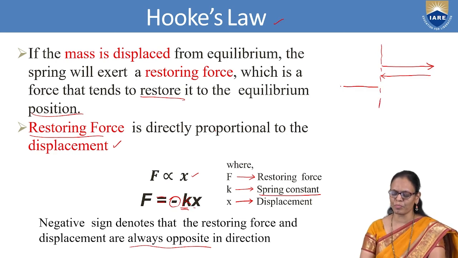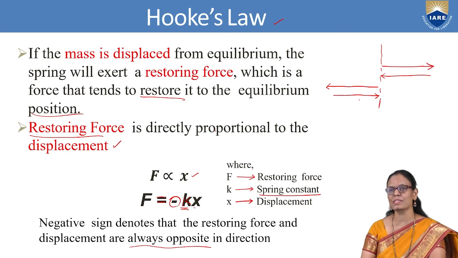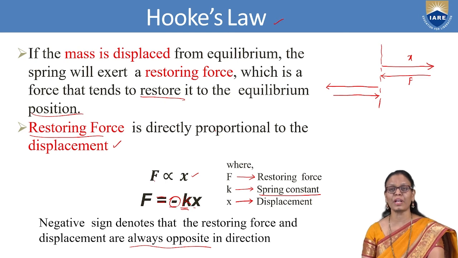If I try to push the object in this direction, the restoring force will try to bring it back to the mean position. So in both cases, you see the displacement is in this direction. That means the force will be in the opposite direction. The restoring force is always opposite to the direction of displacement, so we have a negative sign. F is proportional to x, which shows that as the displacement increases, the restoring force also increases. And now we are writing F is equal to minus Kx. Minus denotes that it is opposite in direction.